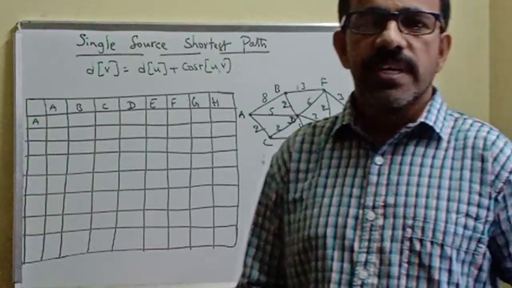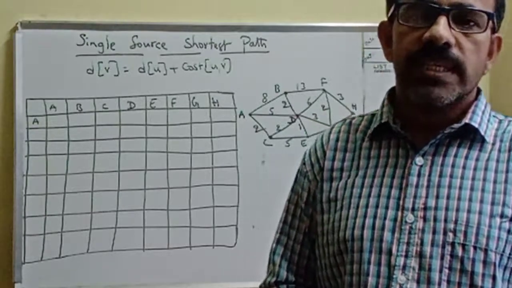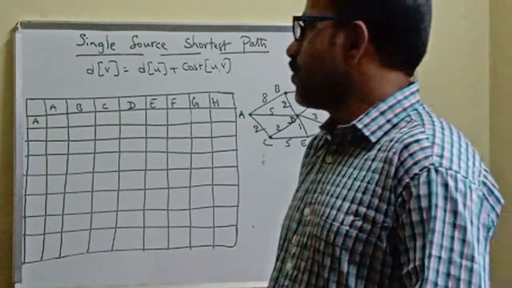In the previous video, I explained the job sequencing with deadlines problem under the greedy method. Now I'm going to explain the single source shortest path problem.